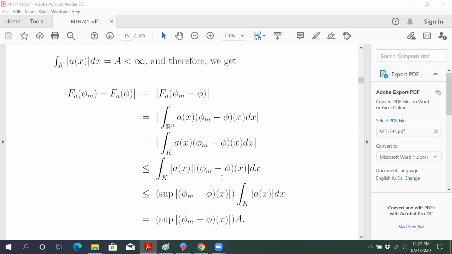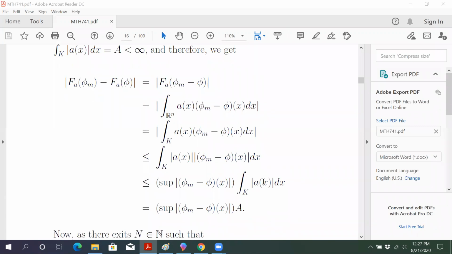I explained this, very similar. So this is less than sup times the integral of the absolute value of ax dx on k. Here you can see why we use the condition that a be locally integrable, because we need this integral to be finite. Previously, when a was continuous, because a is continuous, it maps compact to compact and is bounded, so we got this integral finite. But the continuity condition was too strong. We reduce it to local integrability. So now, since a is locally integrable, this integral is something finite.